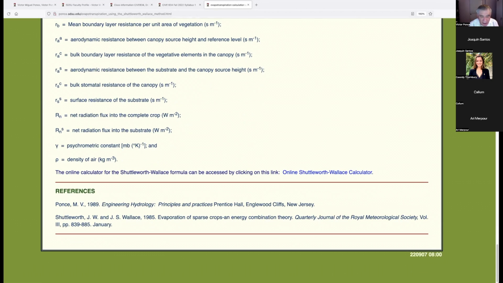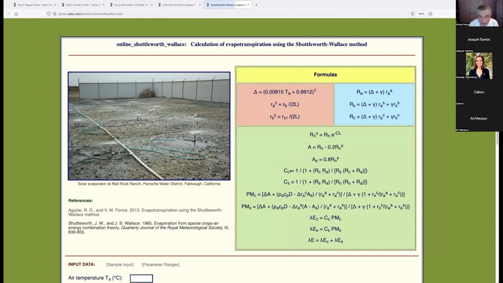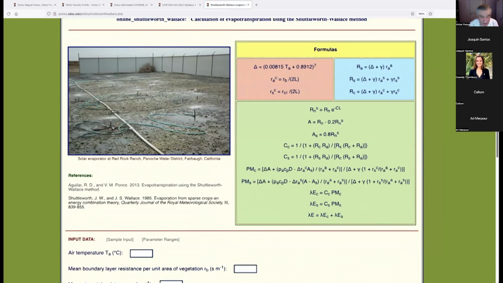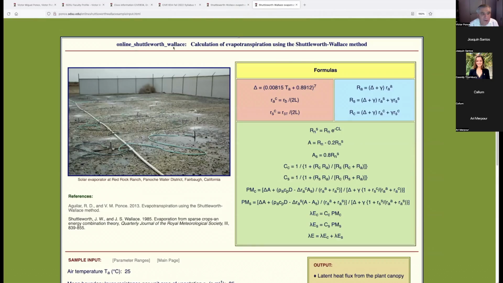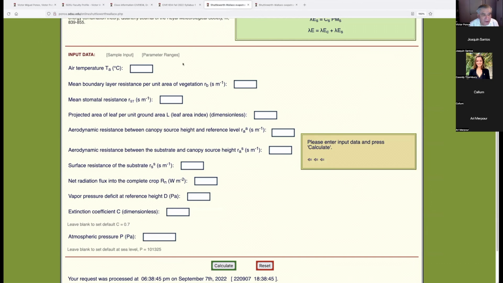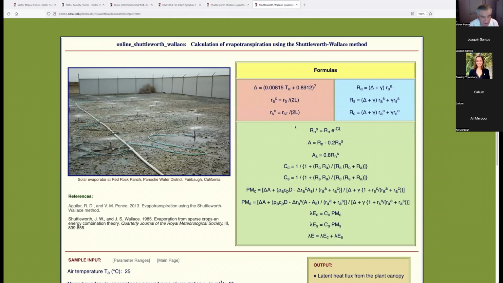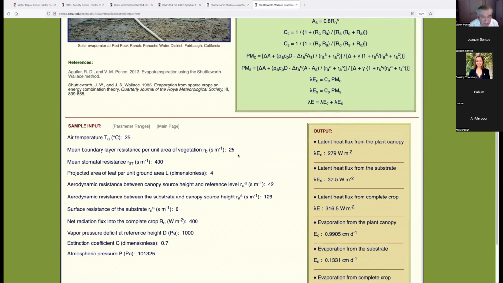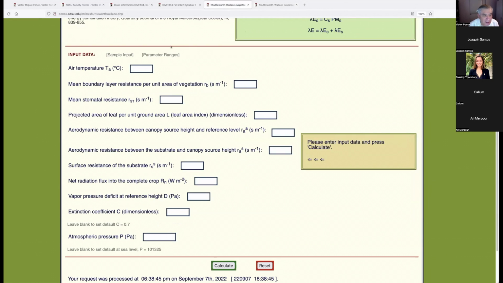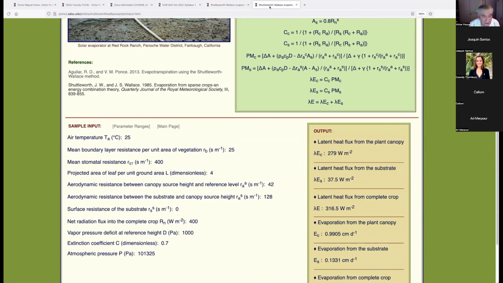We have the online calculator, which can be accessed by clicking on this link. Okay, and there's a calculator over there. And we have an example. Let me see if we put the sample input. Yeah, we do have the sample input in there. So in here, we can go to the sample input. And the sample input is going to be air temperature 25, mean boundary layer 25. So we go back in here, air temperature 25, mean boundary layer 25, mean stomatal resistance 400, and projected area 4 and 42.